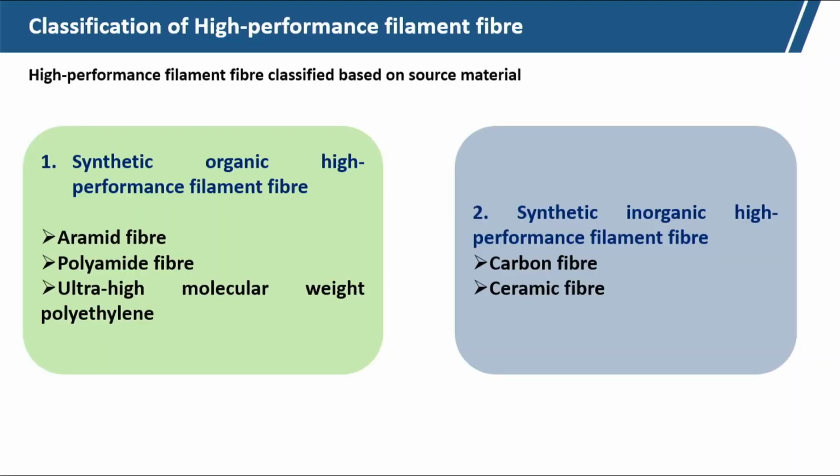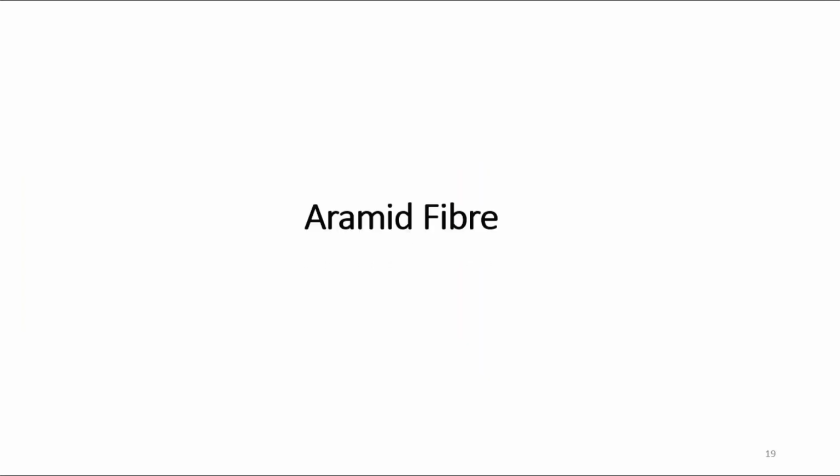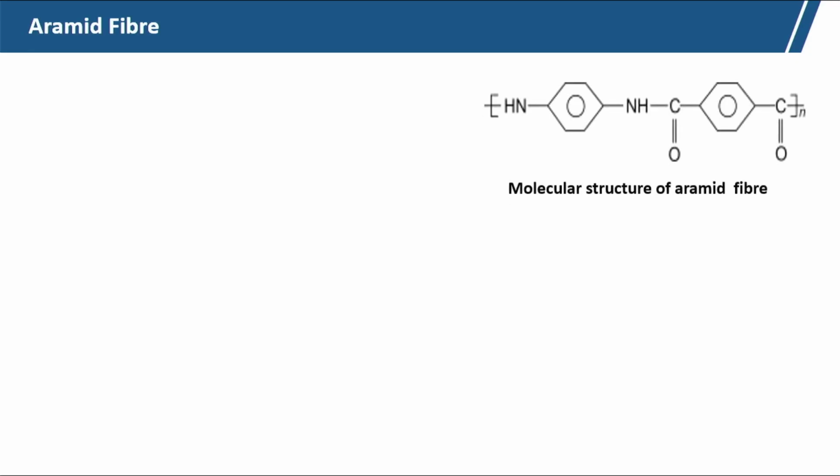Now, first let us discuss the aramid fiber. So, aramid fiber is basically of two types, one is meta-aramid, another is para-aramid. So, this is the typical structure of aramid fiber.